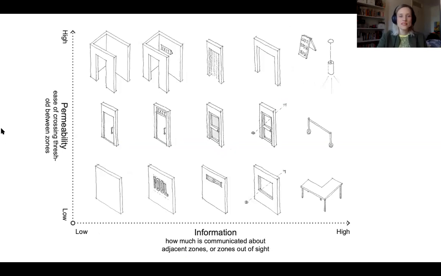The physical delineation of zones and thresholds through architecture serves a communicative function, offering information which allows people to decide whether they are permitted to cross thresholds and the appropriate decorum to adhere to if they do.